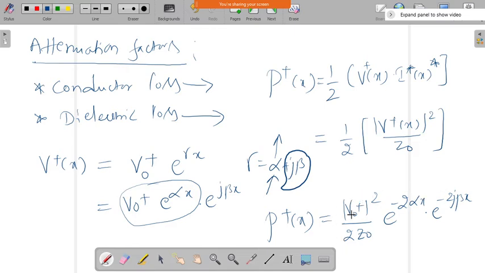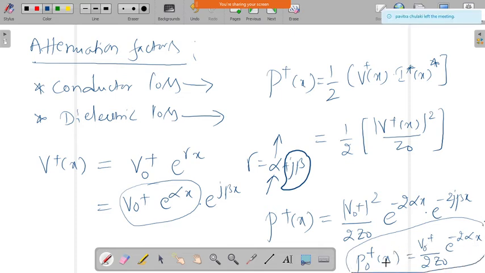And if I consider this as P naught plus of x, which represents the loss in the power, it will be given by this factor. So with respect to x, at any point on the two conductor system or in a microstrip line, at any position, we are able to find how much loss is happening. This alpha is called the total attenuation factor, or we can have the attenuation factor due to conductor and dielectric loss.